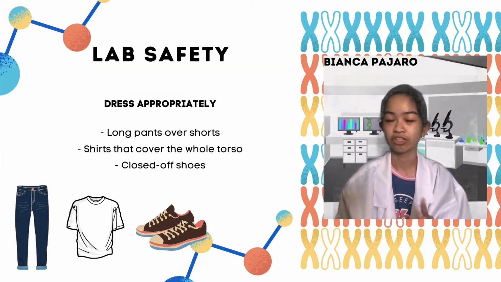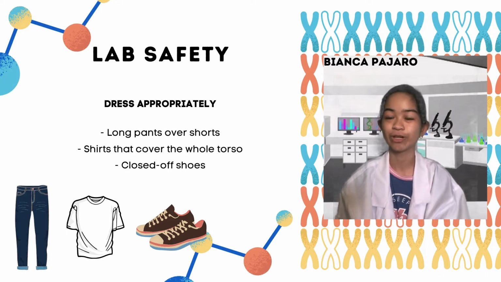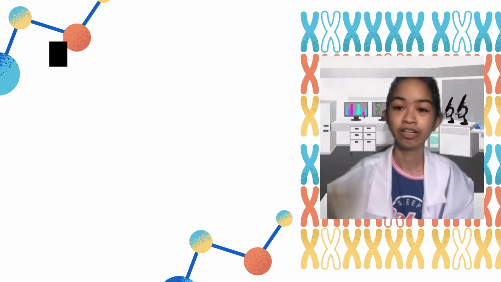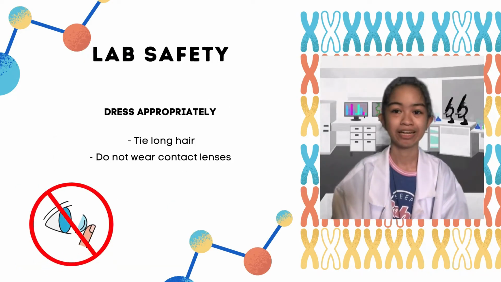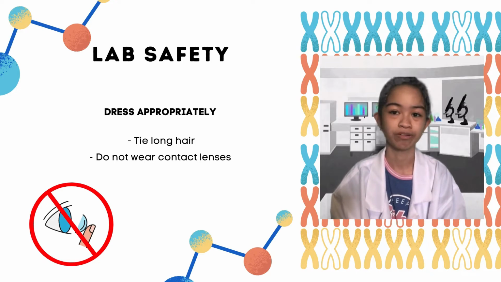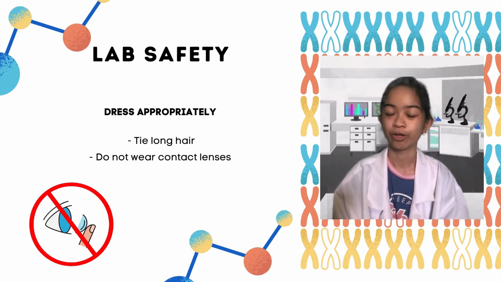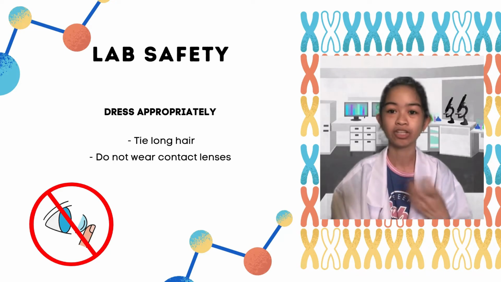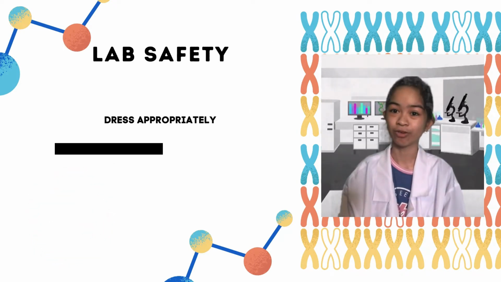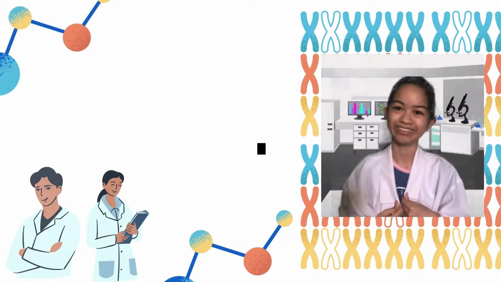Long pants and shirts that cover the whole torso are strongly advised, as well as shoes that cover your whole foot so that when you drop something, your feet are safe and sound. Long hair should be tied since it can get in the way of a chemical solution or open flame. You are also not allowed to wear contact lenses since chemical vapor may penetrate the lens, which may cause the lens to adhere. And of course, always wear your lab gown.